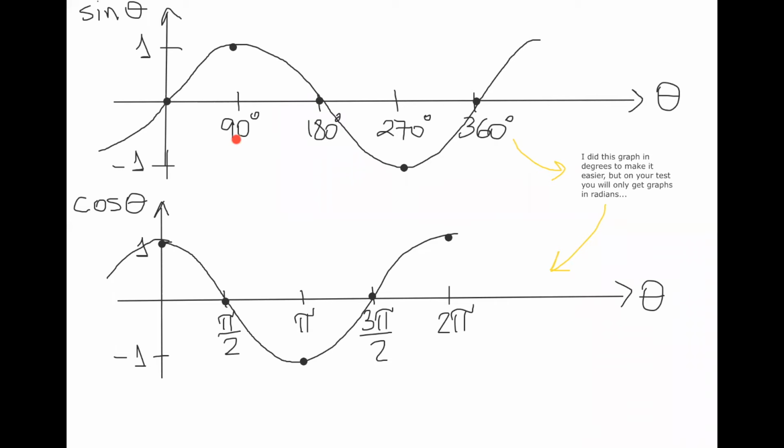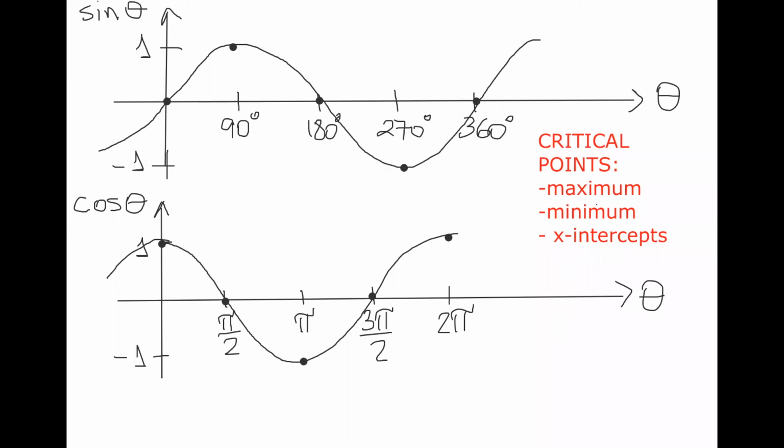Second thing you're going to notice is that I drew this sine graph and labeled the x-axis in degrees. I did this just to make your life easier so that you remember that we're actually talking about 90, 180, 270, and 360 degrees. But on your test, you will only get graphs with the x-axis in radians, okay? So once again, it's important for you to not only memorize these values, but to remember what they represent in degrees. You should know that pi over 2 is 90 degrees and pi is 180 and so on.